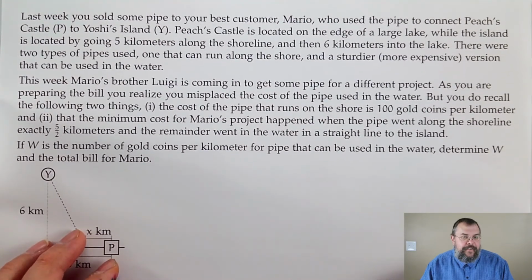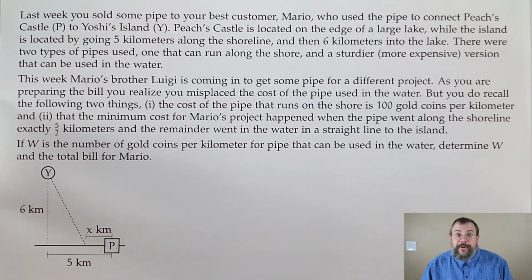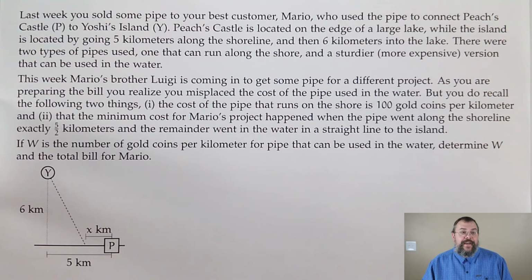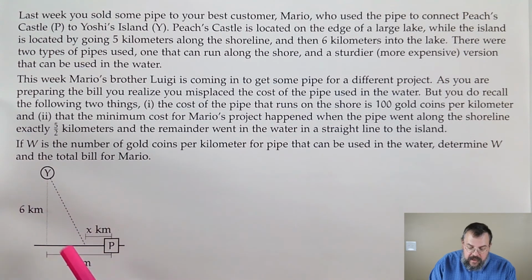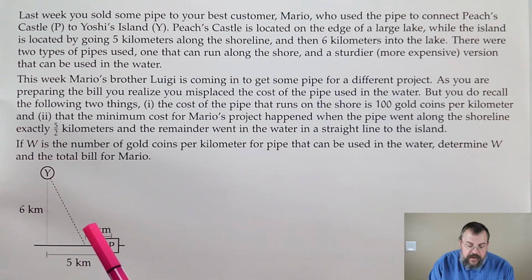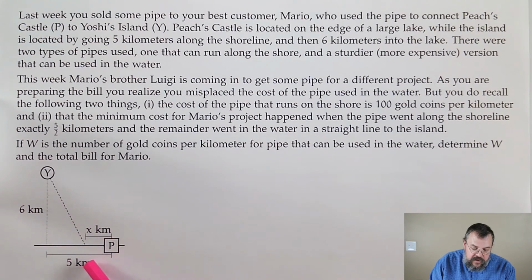Now, it's going to take a while for us to digest this. Okay, so here we go. Last week, you sold some pipe to your best customer, Mario, who used the pipe to connect Peach's castle to Yoshi's island. Okay, so here's Peach's castle. Here's Yoshi's island. So Peach's castle is located on the edge of a large lake. So this is a lake. While the island is located by going 5 kilometers along the shoreline. So that's the 5 kilometers. And then 6 kilometers into the lake.